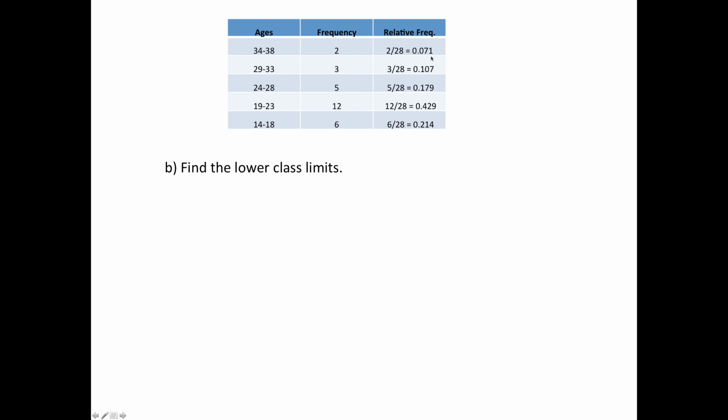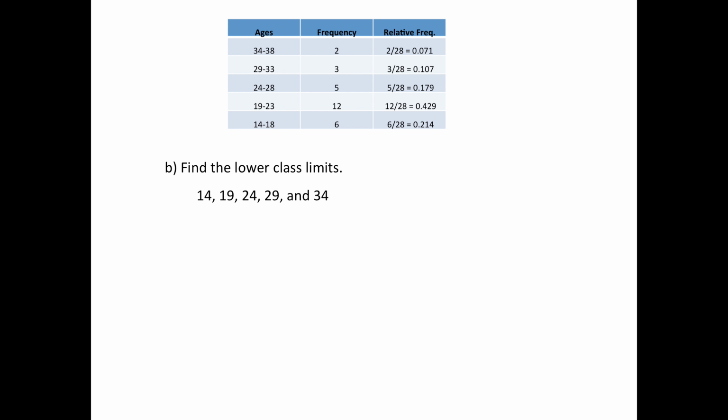Okay, on to the next part. So if you look back at these ages, these are called the classes. This is the youngest class. This is the oldest class at the top. So what are the class limits? And what's the lower class limit? So what's the lowest age you could be to get into this bottom category down here? So that would be 14 years old for this one, 19 years old for this one, etc.